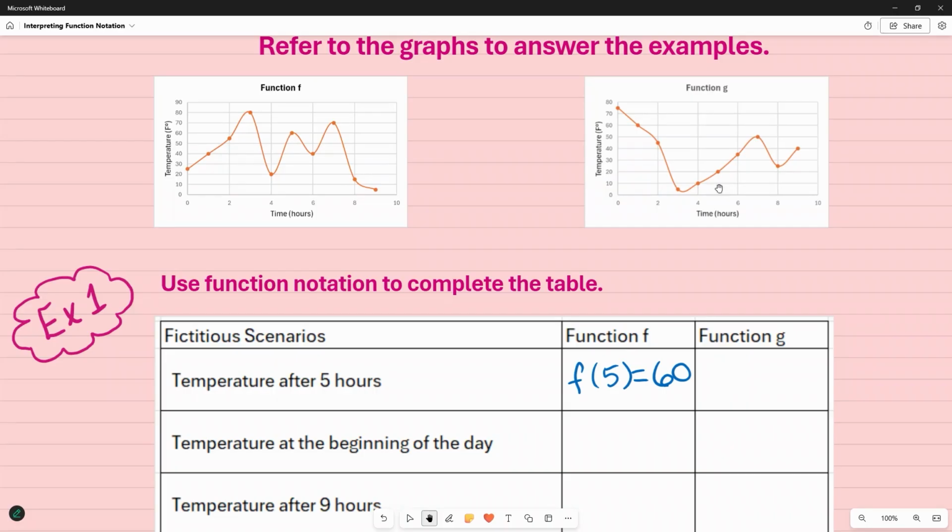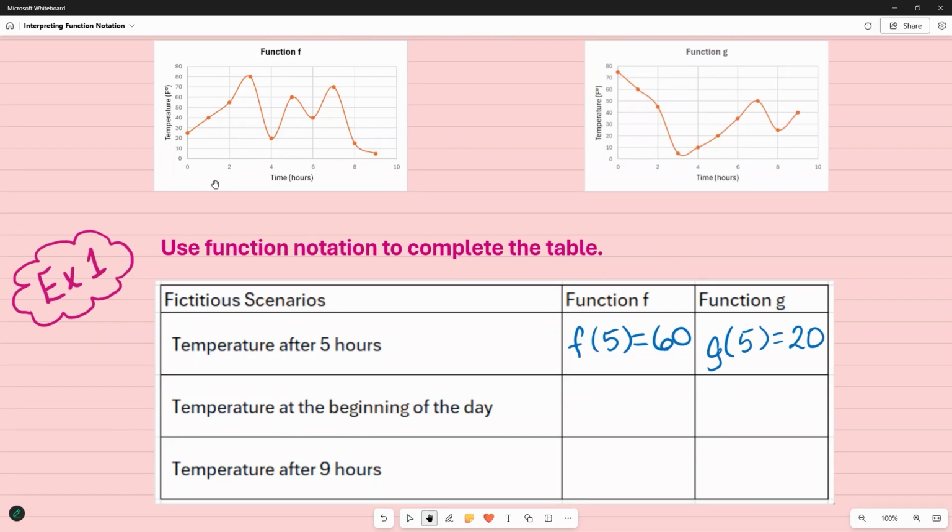You do the same thing for the G graph. So I go over to where it is 5, and then I look where my graph meets the y-axis, and it's going to be 20. So you will write this time G of 5. The main thing that you want to pay attention to is your function name because it can change. So we're going to do that for this one as well. It says temperature at the beginning of the day. Well, we're going to say that that's going to be 0. So for F is 0, 25. And then for G, G of 0 is 75.